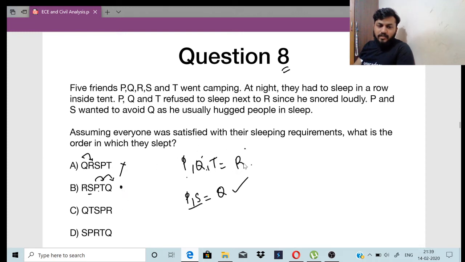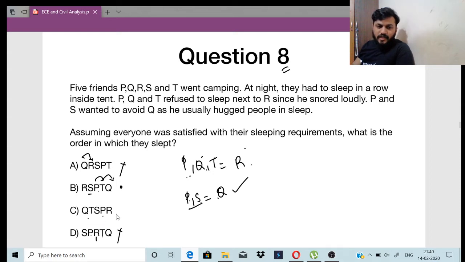Q and T should not be next to R, right? But P and S are next to Q. Q, T, S, P, R. Then D1: SPR, TQ, PQT, right? PQT shouldn't be next to R. They shouldn't be next to R.